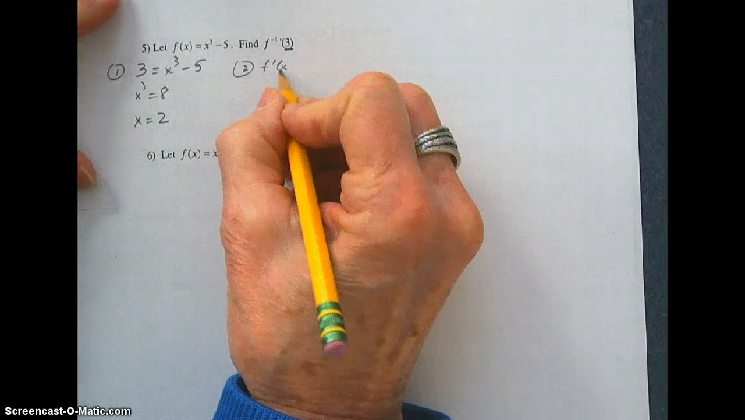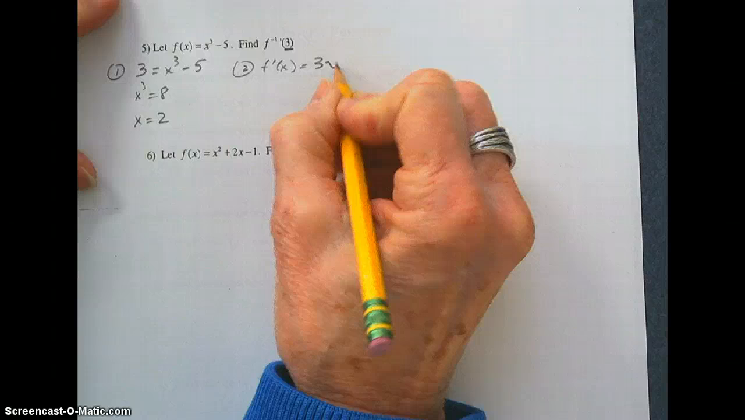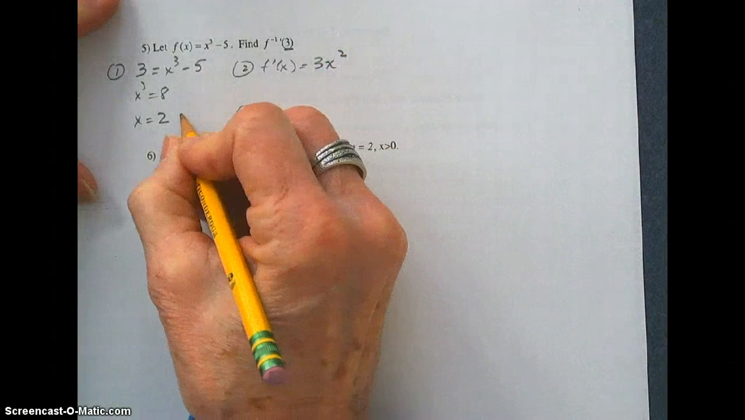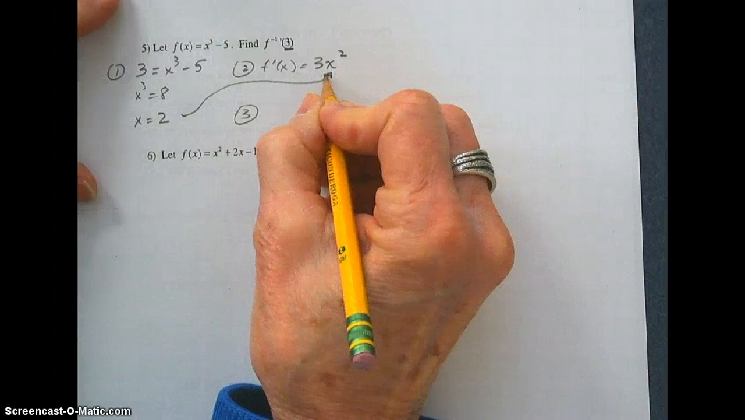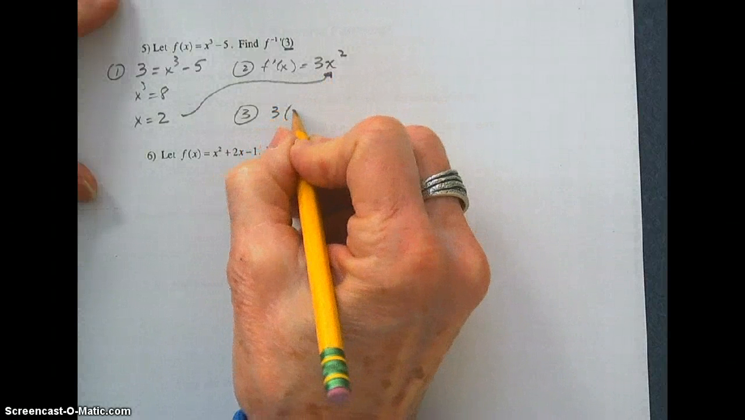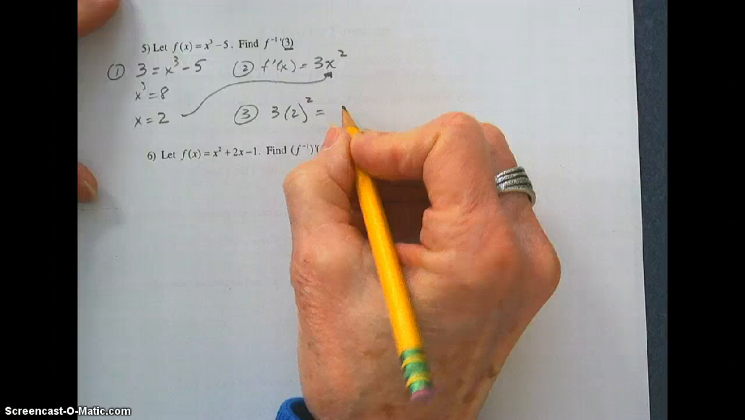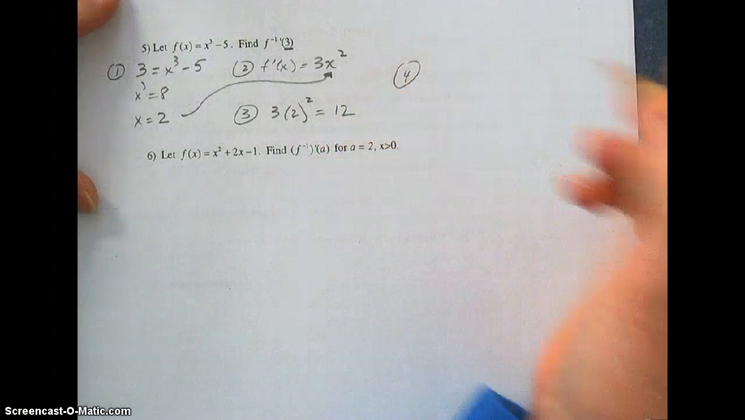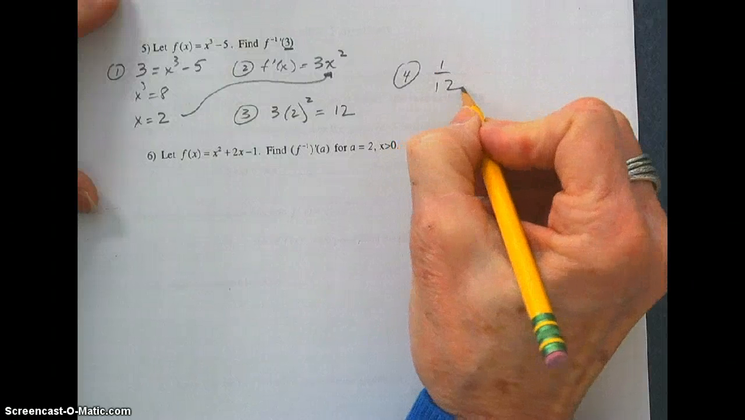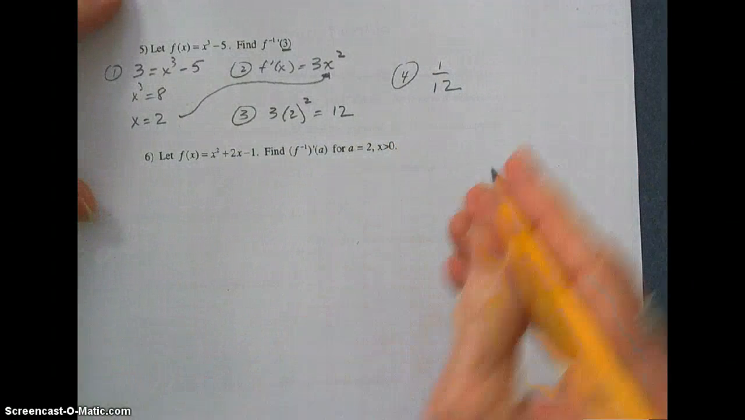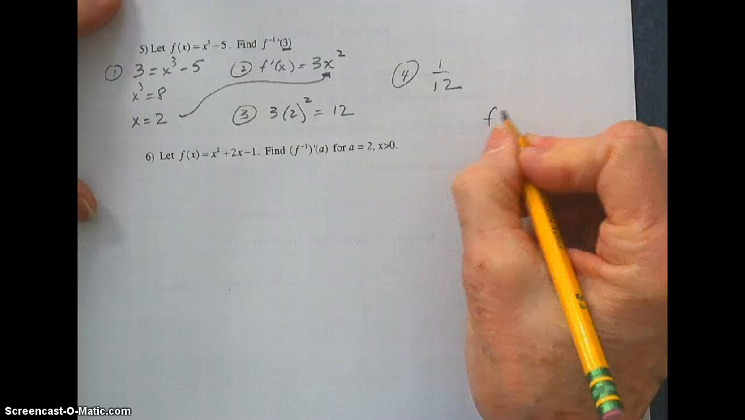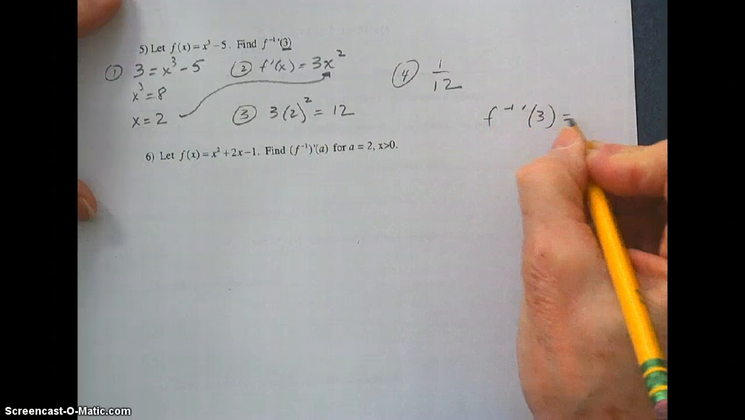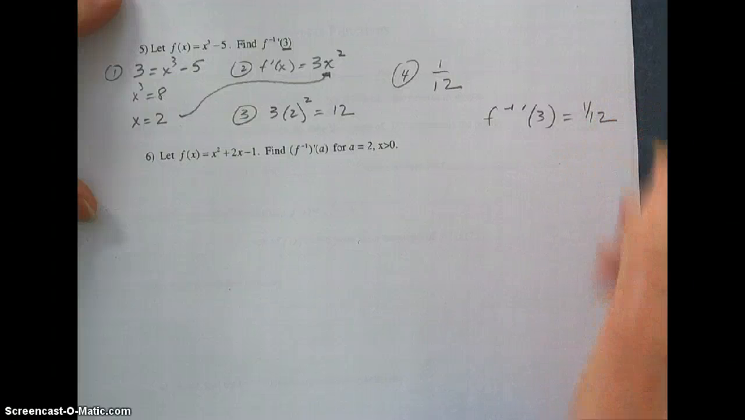Step 2, find the derivative of the original, which is what? 3x squared in this case. Step 3, plug your answer into the derivative. So we get 3 times 2 squared, which is 12. And finally, step 4 is we just flip that. So to find the inverse's derivative at 3, your answer would be 1/12.